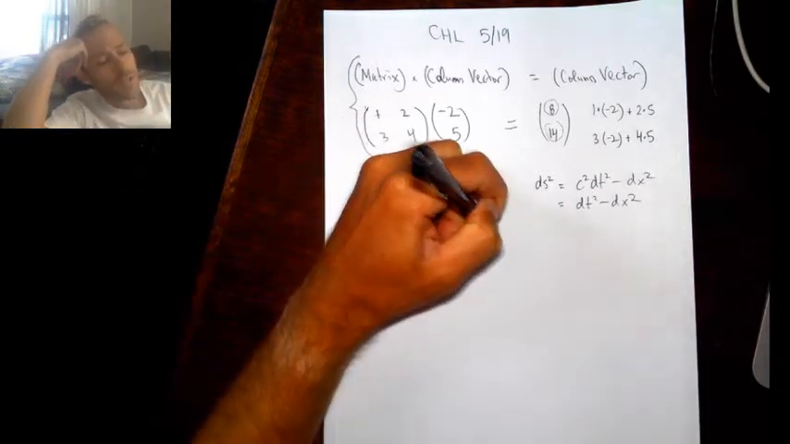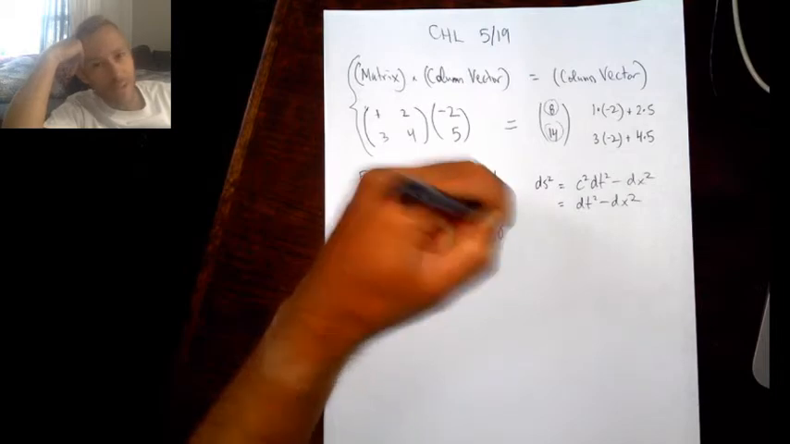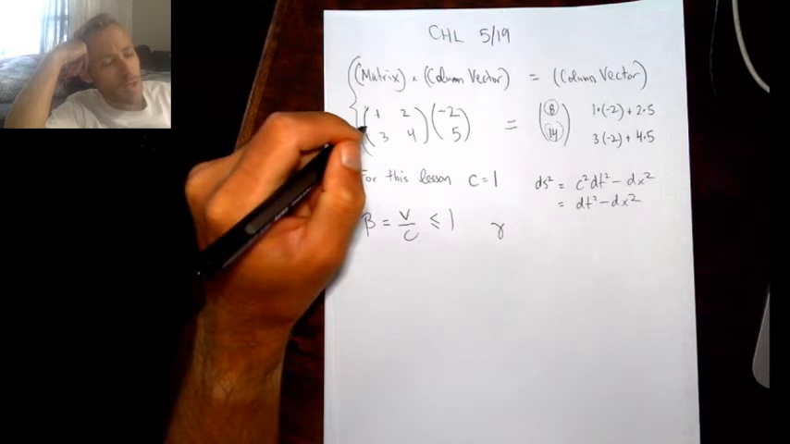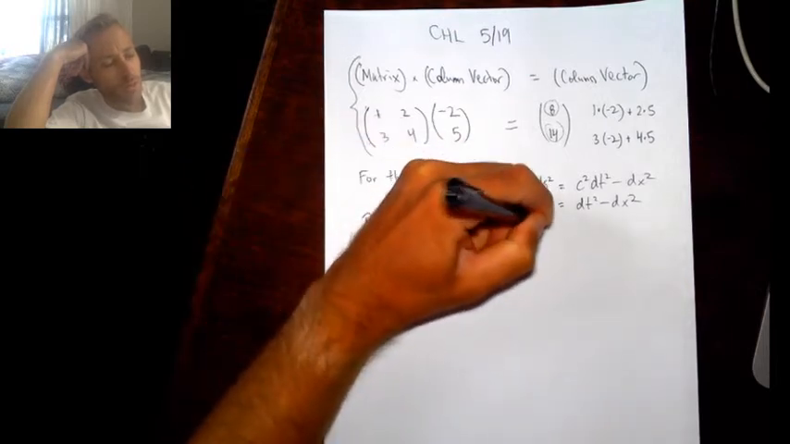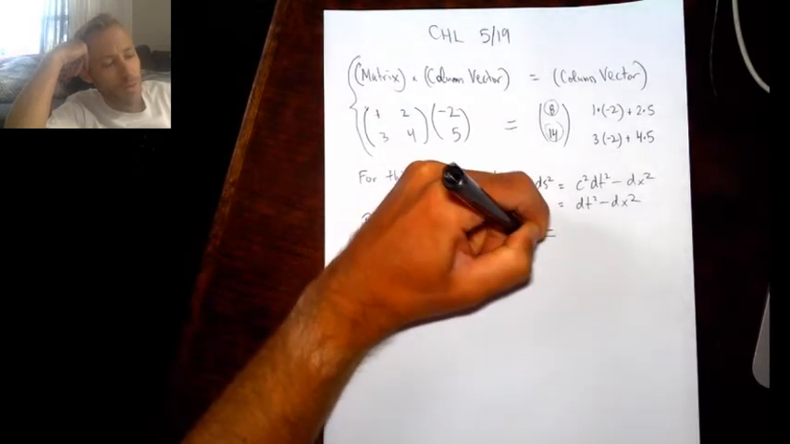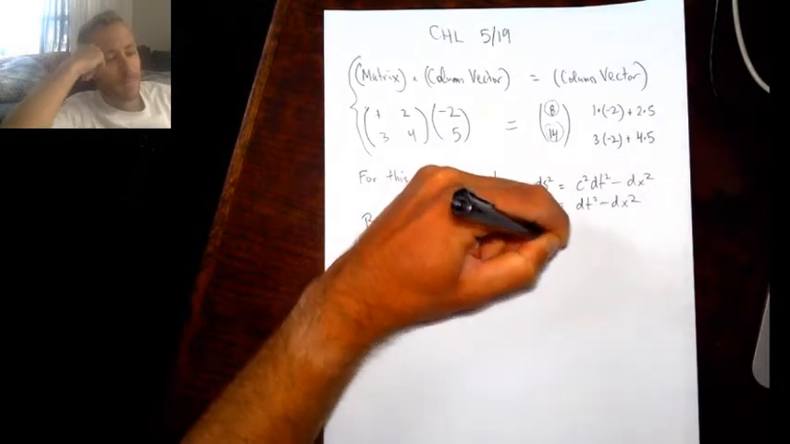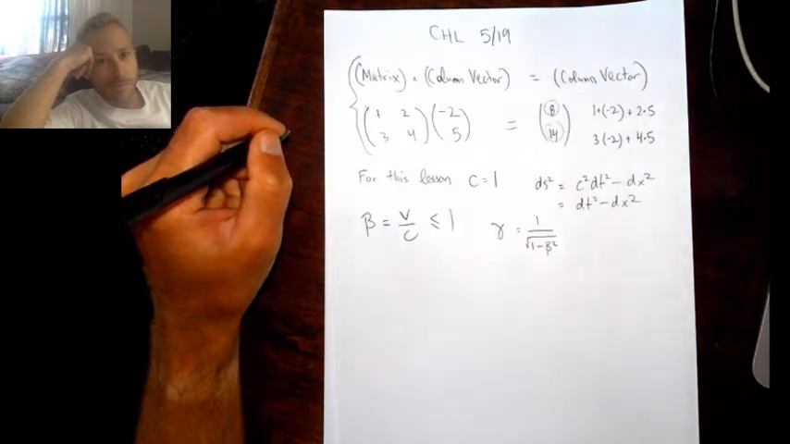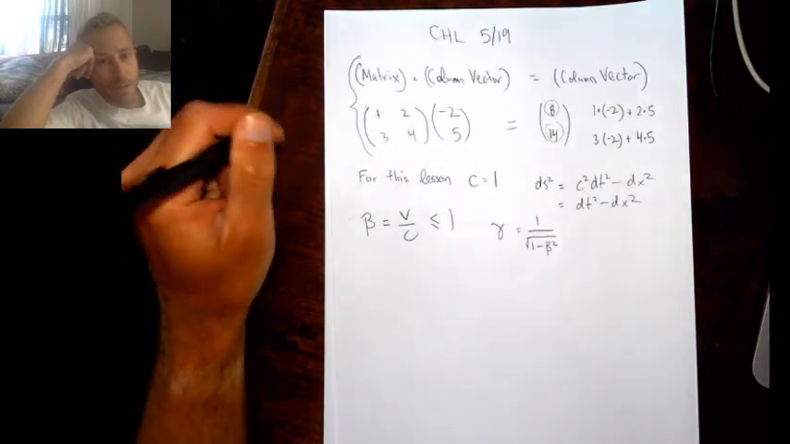And then there's this thing called the relativistic gamma. This is the Greek letter gamma. And it's equal to 1 over the square root of 1 minus beta squared.